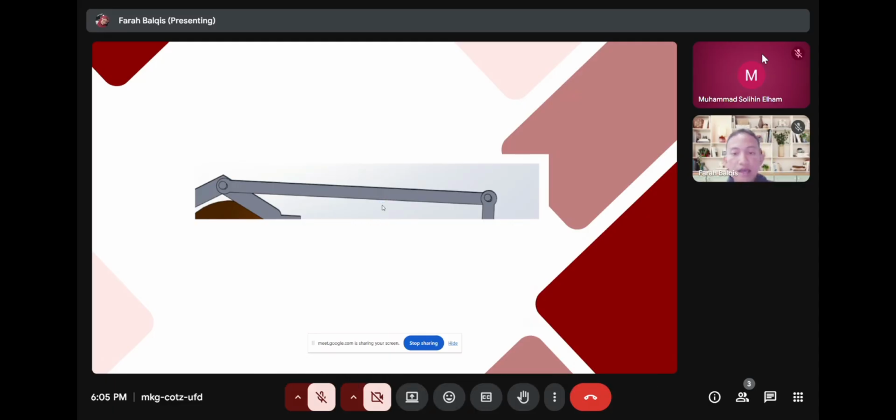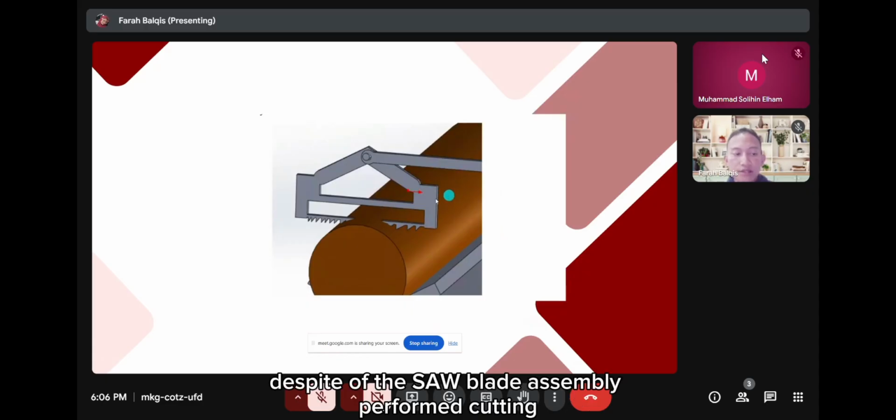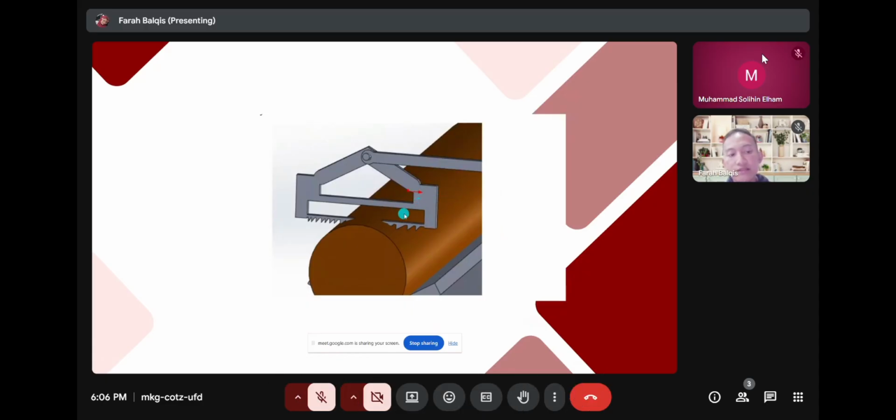And finally, we have the saw blade assembly. The saw blade assembly performs the cutting in the mechanism. It is designed as a rigid frame with two blade edges and is connected to the linkage on top through a pin joint. The linkage pushes and pulls the saw assembly so it can move back and forth horizontally across the wood.